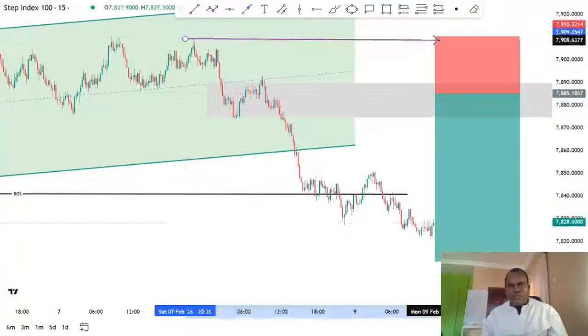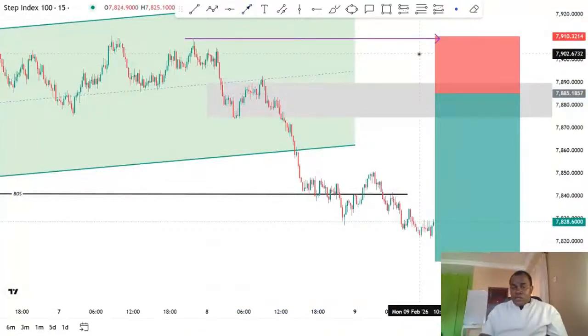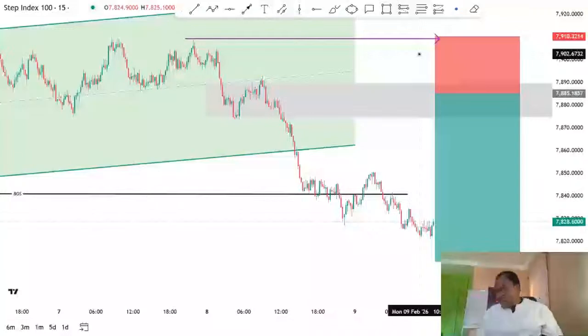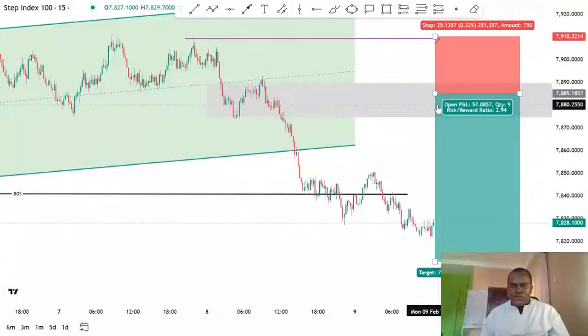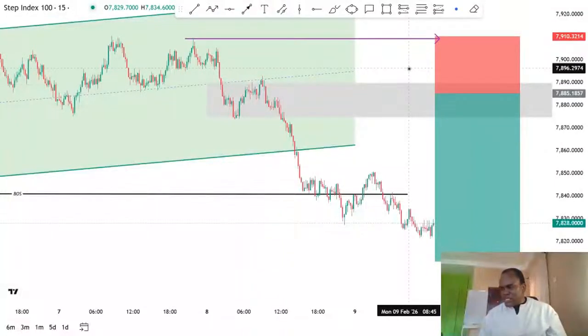For the man that said step index, I think this is Step 1. If price comes here, this is the outlook for step index. Let me do Step 2. I have just 2 more minutes for this. I think my time is actually up.